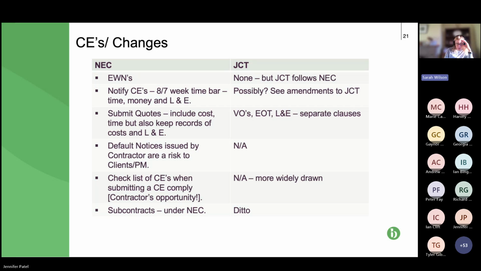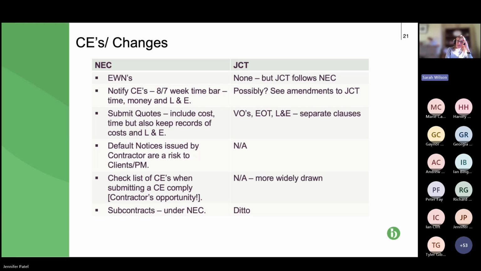Okay, so looking at compensation events, which is what we have for NEC, and changes for JCT. So when I'm talking about changes, that's sort of loose. We've got changes at clause, I think it was clause 4, wasn't it, in JCT. But of course, we also have extensions of time in clause 2 and loss and expense in 4. Sorry, changes were in clause 5. So I'm bundling them all together because that is what compensation events cover.